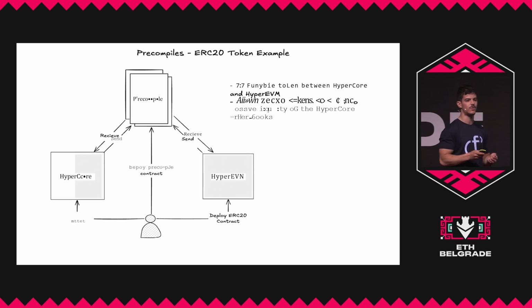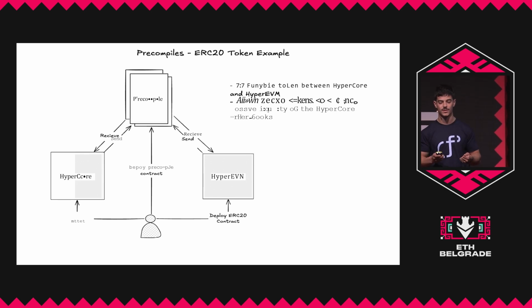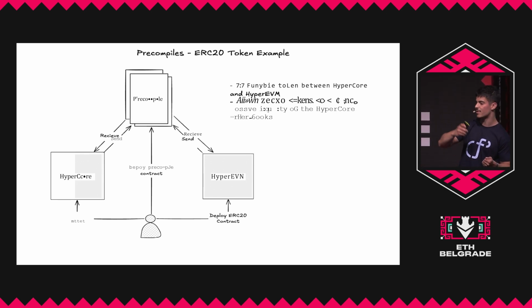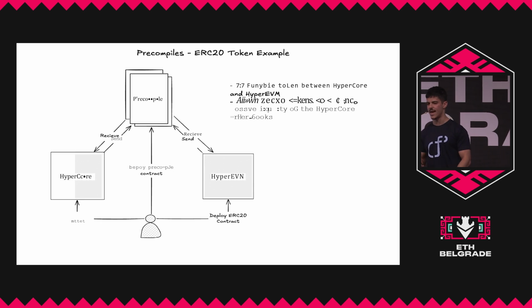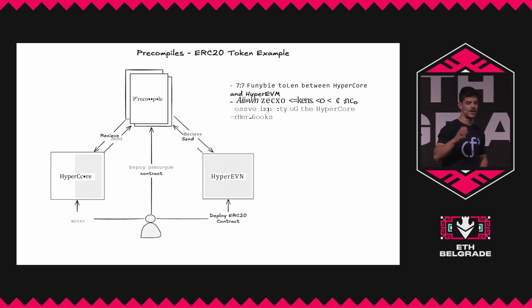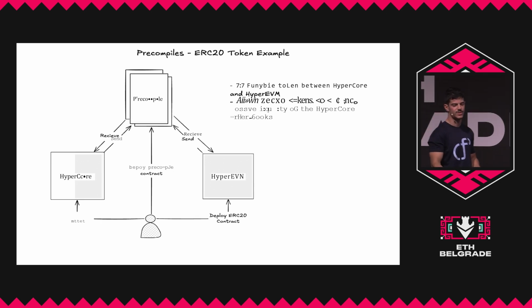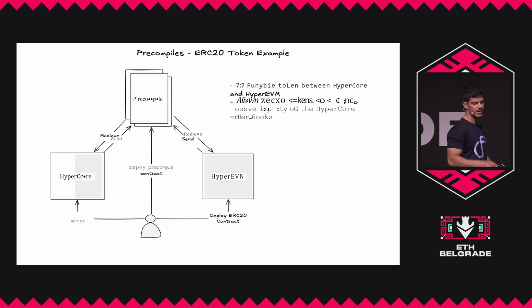So you can make this token one-to-one fungible on these 2 chains. So when you send to a certain precompile address one of these tokens, you will get it minted immediately on HyperEVM and vice versa. What this creates, right, is you can have all the DeFi functionality on HyperEVM with the ERC20 token standard, plus the deep liquidity and performance that Hyperliquid L1 offers to you.